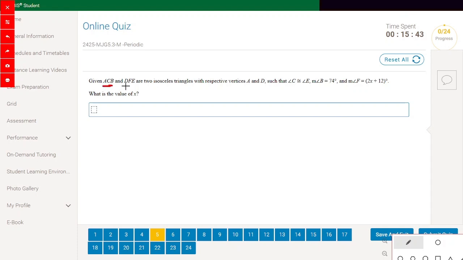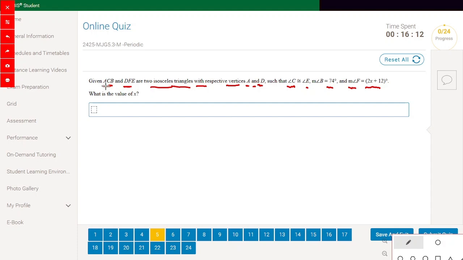Given ACB and DFE are two isosceles triangles with respective vertex A and D, such that angle C is congruent with angle E, measurement of angle B equal to 74, and measurement of angle F equal to 2x plus 12. What is the value of x? Okay.